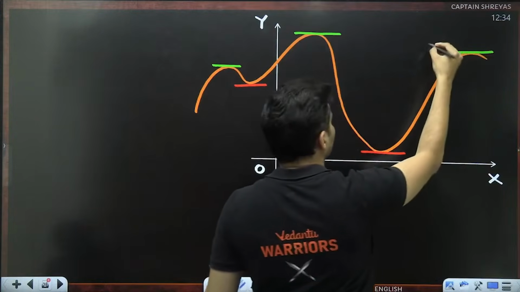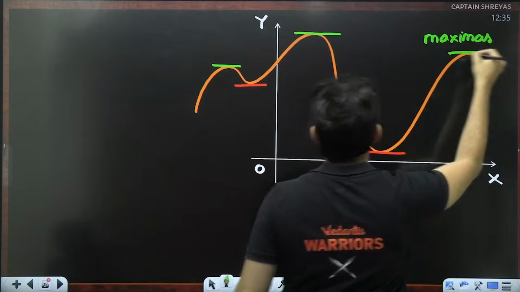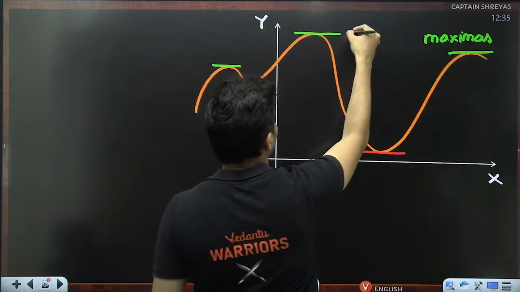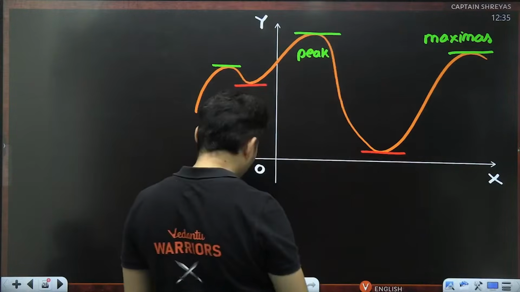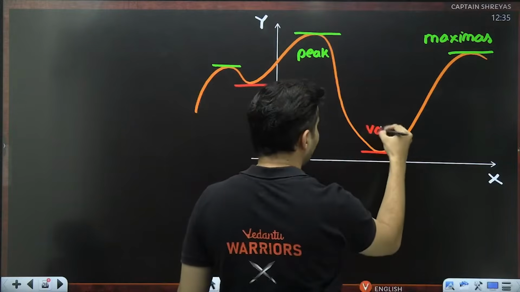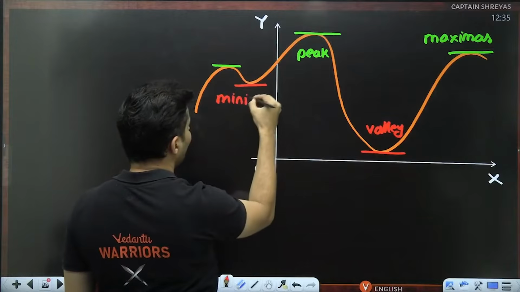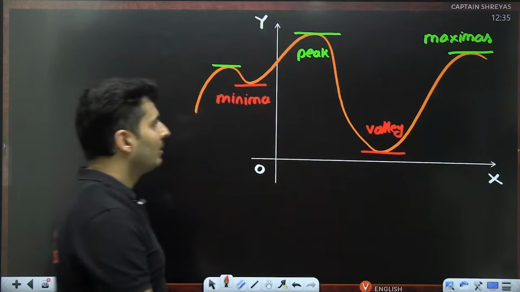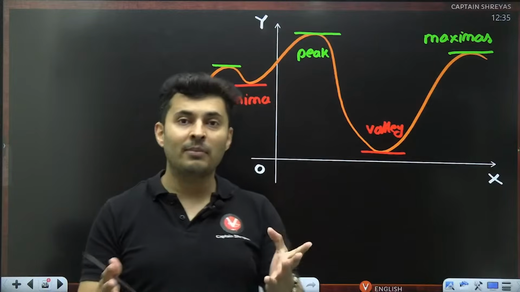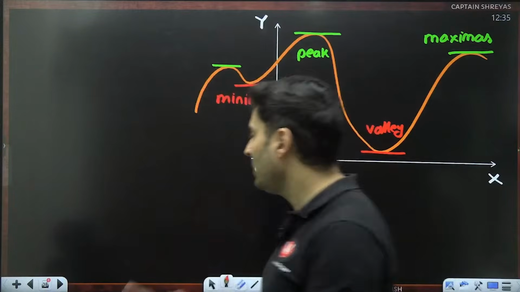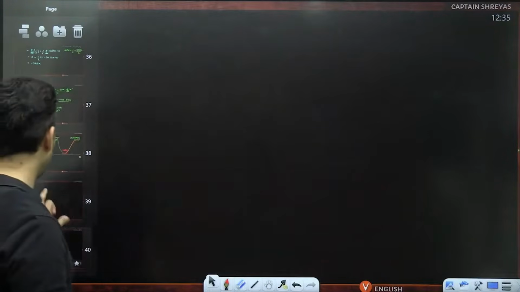These green ones are called maxima. This is your peak. This is your peak. These valley points are called minima. Now, a lot of people think maxima is maximum, minima is minimum. Let me prove to you that maxima is not maximum and minima is not minimum.